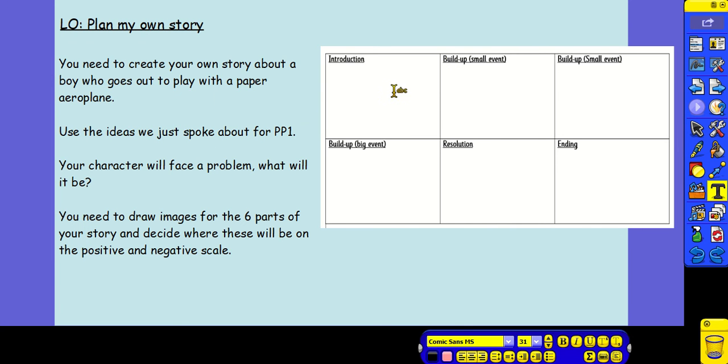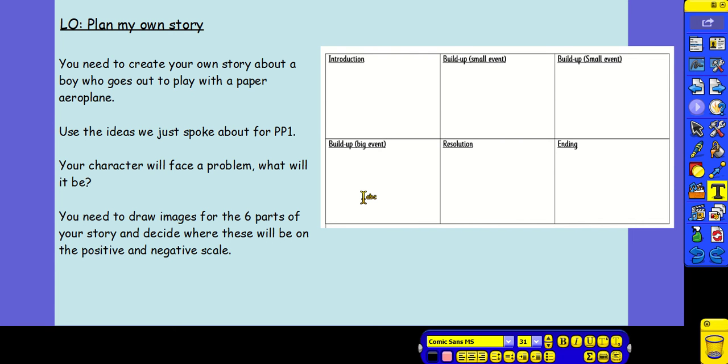Then you need to plan out the rest of your story. Box 1, box 2 is a small event to build up, then a big problem that your character faces in box 4, then how your character solves that problem, then how your story ends. Just like we spoke about, your story will work best if you plan your introduction, then your big problem, and then you go back and plan your 2 small build-up events after you know what the big problem is. You are going to draw 6 pictures for the 6 parts of your story.